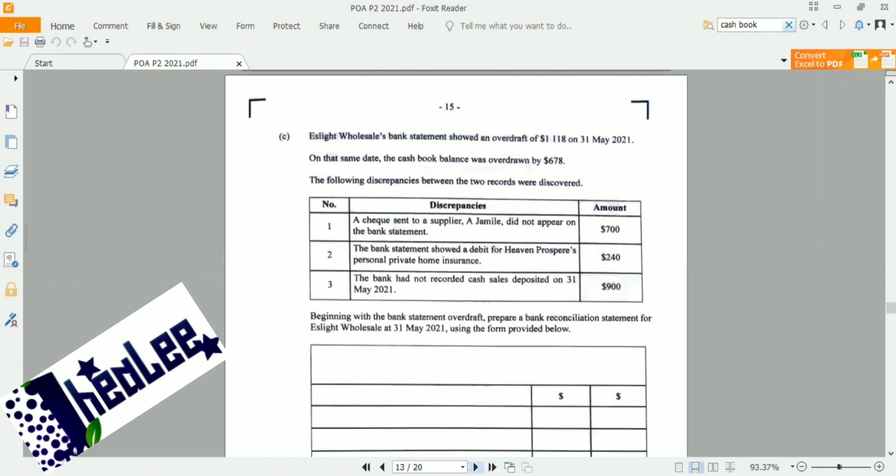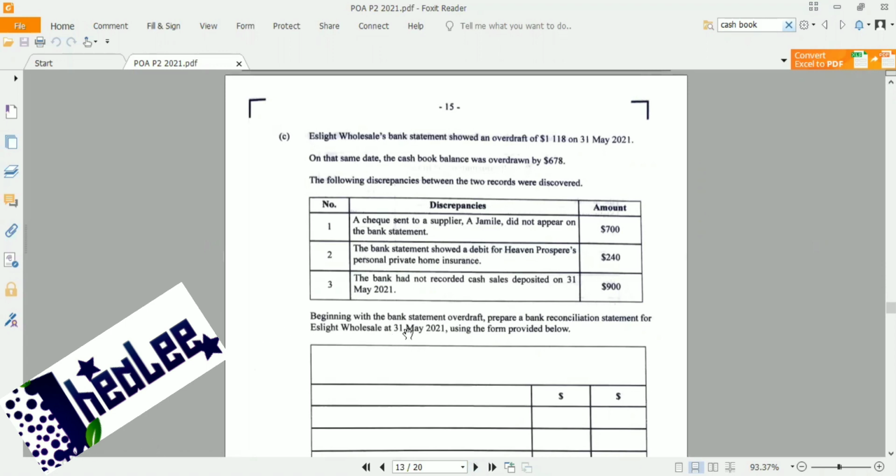Part C now went on to testing your knowledge on bank reconciliation statements. And yes, bank reconciliation statement is from the control system, broad topic control system, and that was number 5 presented by the examination body.